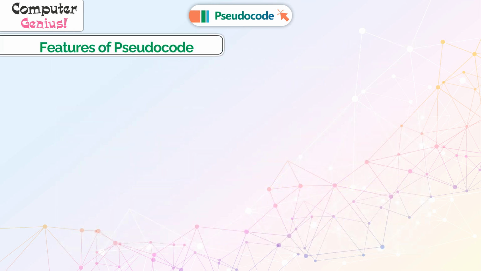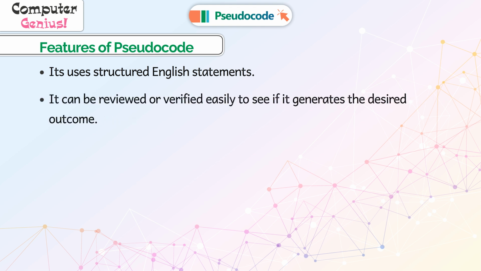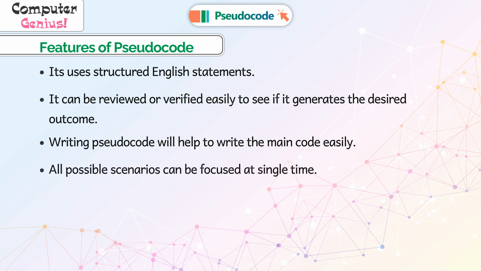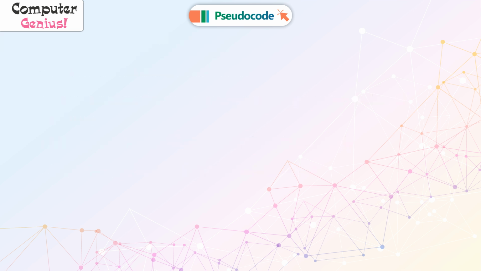Features of pseudocode. It uses structured English statements. It can be reviewed or verified easily to see if it generates the desired outcome. Writing pseudocode will help to write the main code easily. All possible scenarios can be focused at single time.